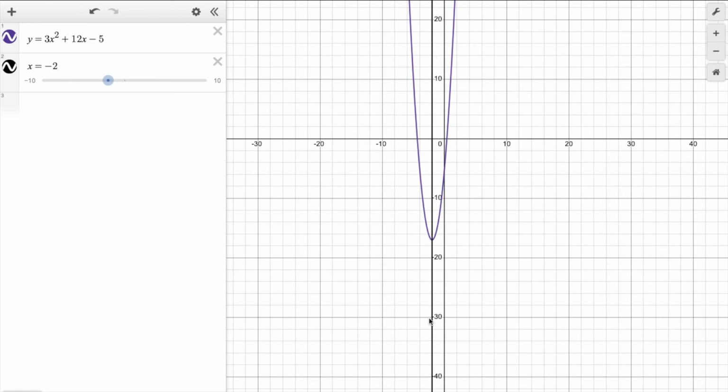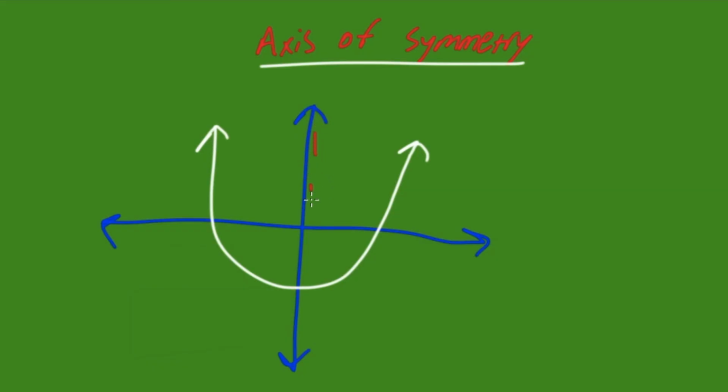The only other thing you should know is if it asks you to graph your axis of symmetry onto your graph, don't do it as a solid line, you should do it as a dotted line, so like this. Anyway, that is what the axis of symmetry is and how to find it.